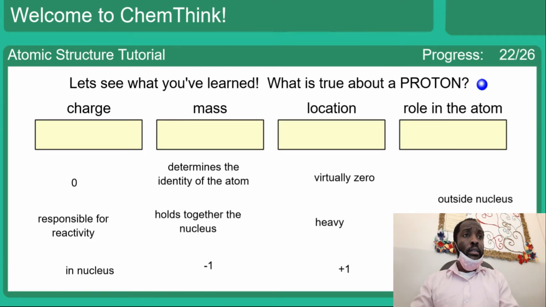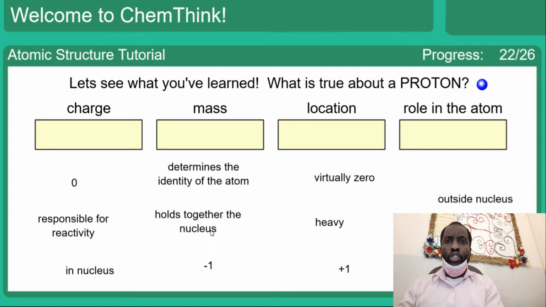Now let's quickly run these questions. Let's answer them quickly. Now, the protons, what have we learned about the protons? What is the charge of the proton? Now, the proton should be +1. Wow, it goes. What about the mass? The mass should be heavy. I think we can go for heavy. Excellent. The location of the proton should be in the nucleus. Thank you for that response.